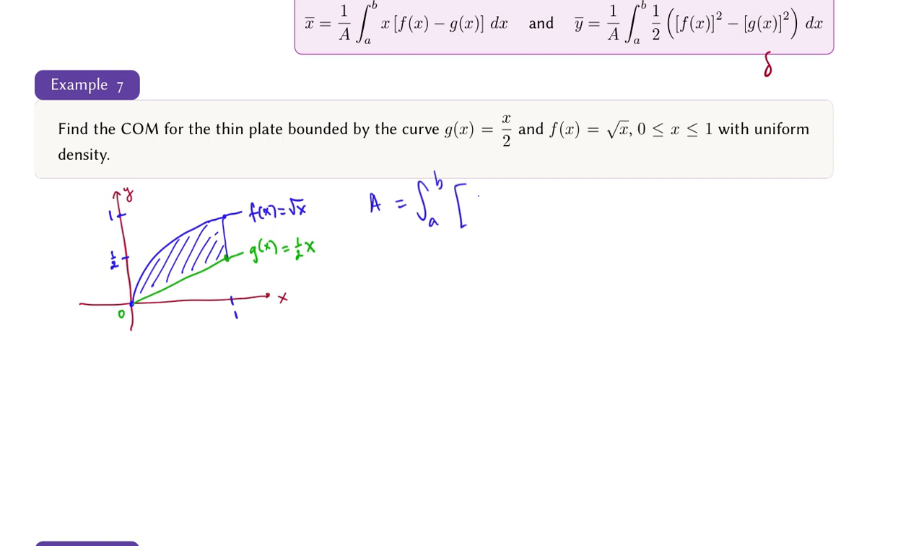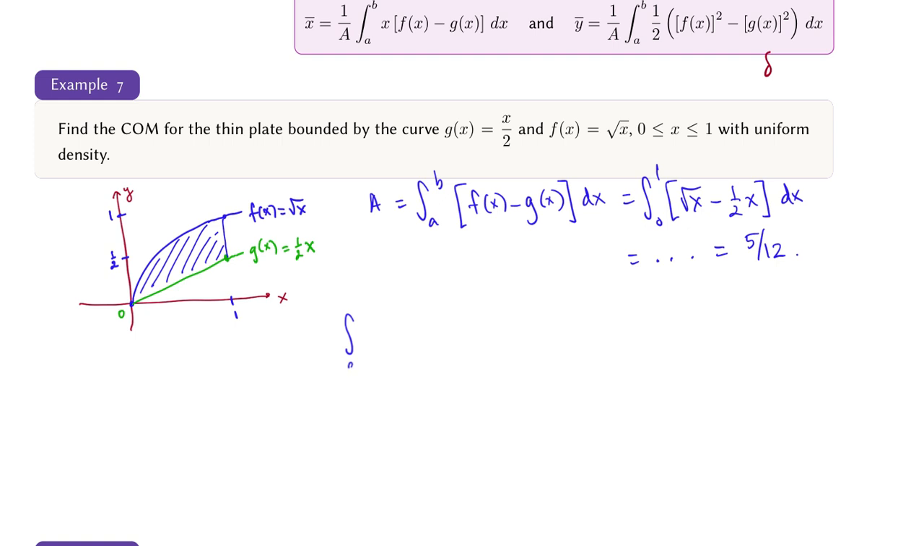The area is the integral from a to b, f of x minus g of x dx. The upper curve is the square root of x, and the lower curve is 1/2 x. The integral goes from 0 to 1. If we integrate this, we will get 5 over 12.